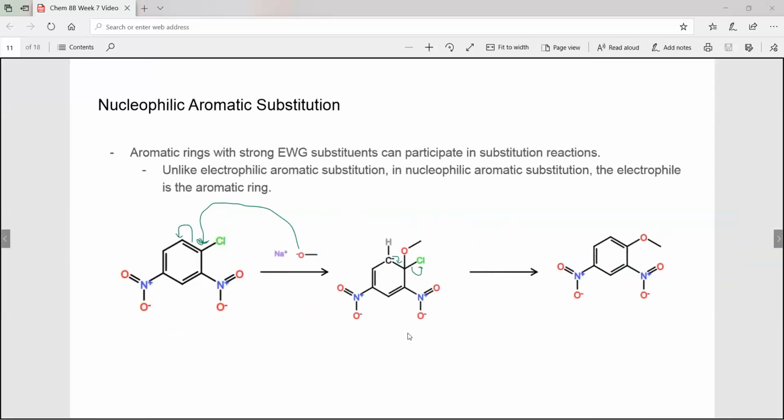Okay, so nucleophilic aromatic substitution. Aromatic rings with strong EWG substituents can participate in substitution reactions. The difference between this and electrophilic aromatic substitution is that in nucleophilic aromatic substitution, the electrophile is the aromatic ring. So here, the OMe attacks the carbon with the leaving group, and it forms the carbanion. Then we use the lone pair of the carbanion to form a pi bond and take off the leaving group, forming a product.